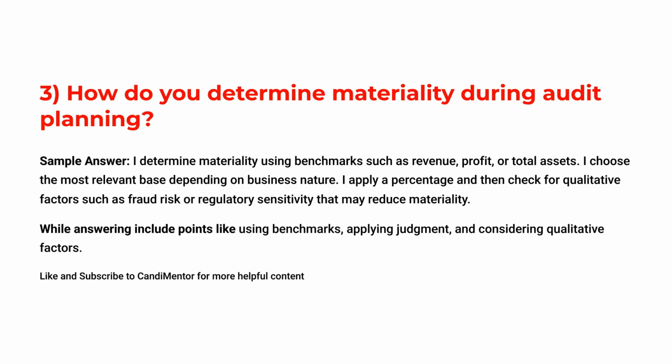Sample answer. I determine materiality using benchmarks such as revenue, profit, or total assets. I choose the most relevant base depending on business nature. I apply a percentage and then check for qualitative factors such as fraud risk or regulatory sensitivity that may reduce materiality. While answering, include points like using benchmarks, applying judgment, and considering qualitative factors.